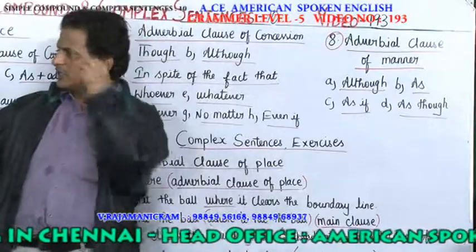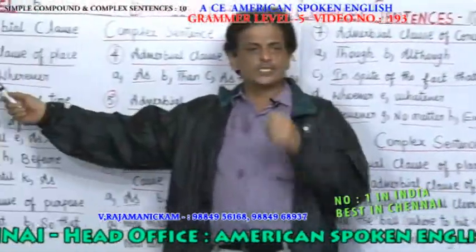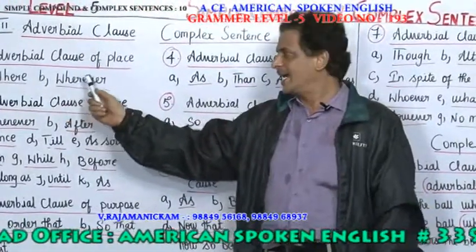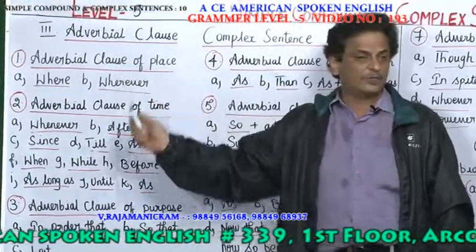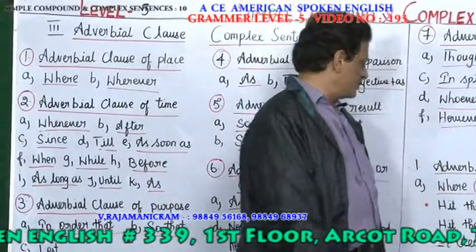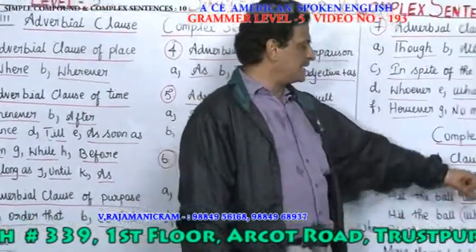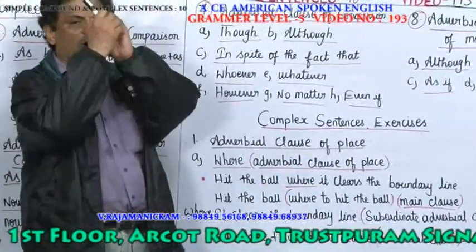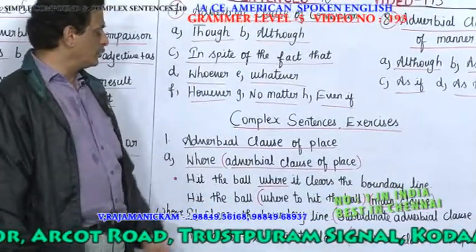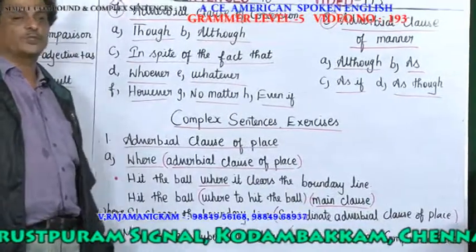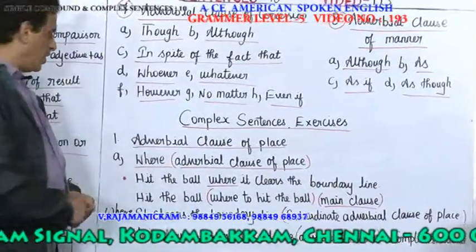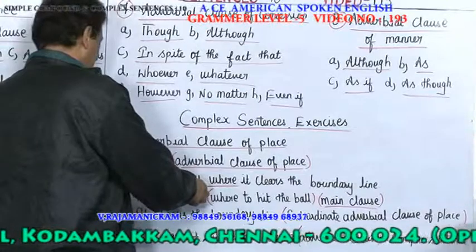For adverbial clause of place, you are using 2 words. What are the 2 words? Where and wherever. Could you form a sentence using where and wherever? See, hit the ball where it clears the boundary line. Hit the ball where it clears the boundary line. So which is the main sentence here? Hit the ball. Hit the ball becomes the main sentence.